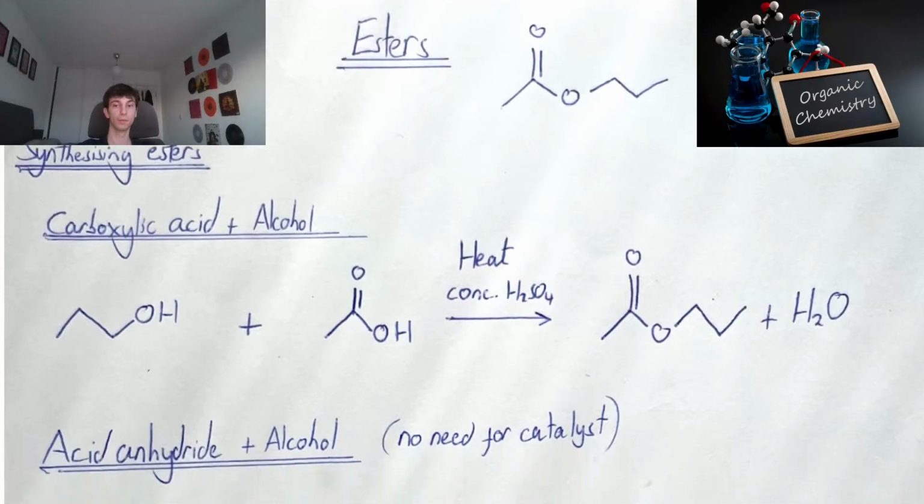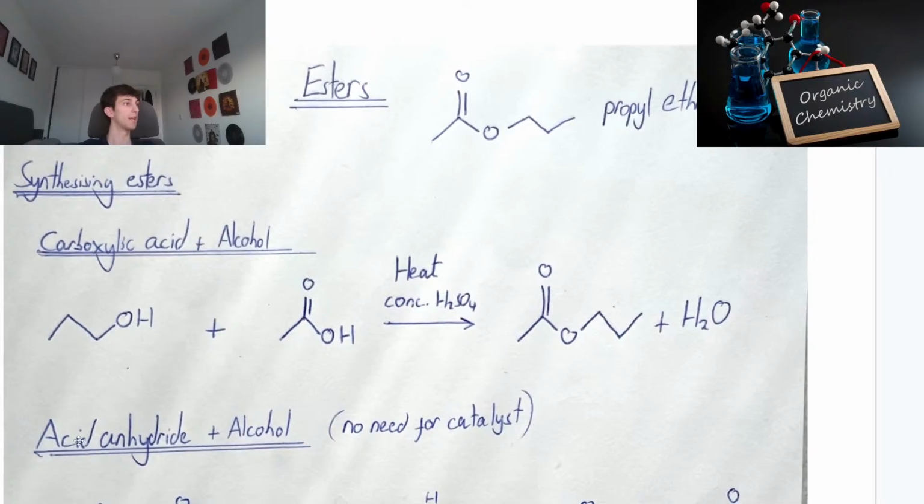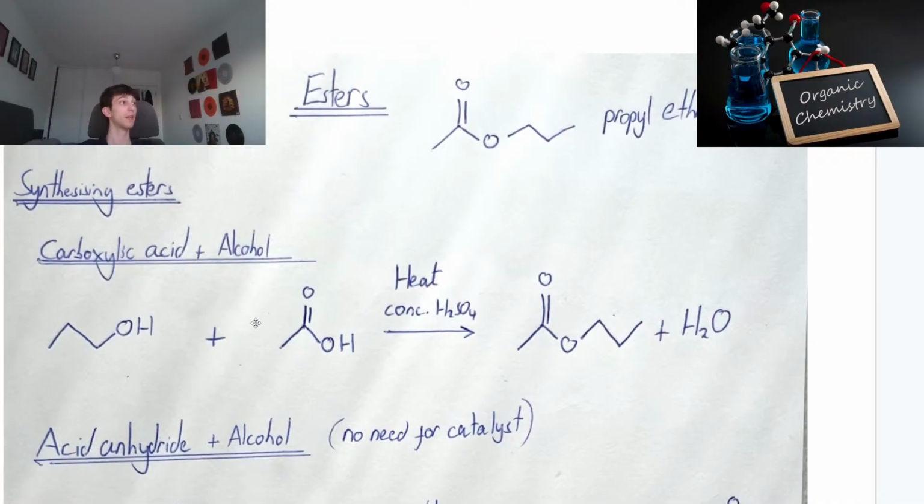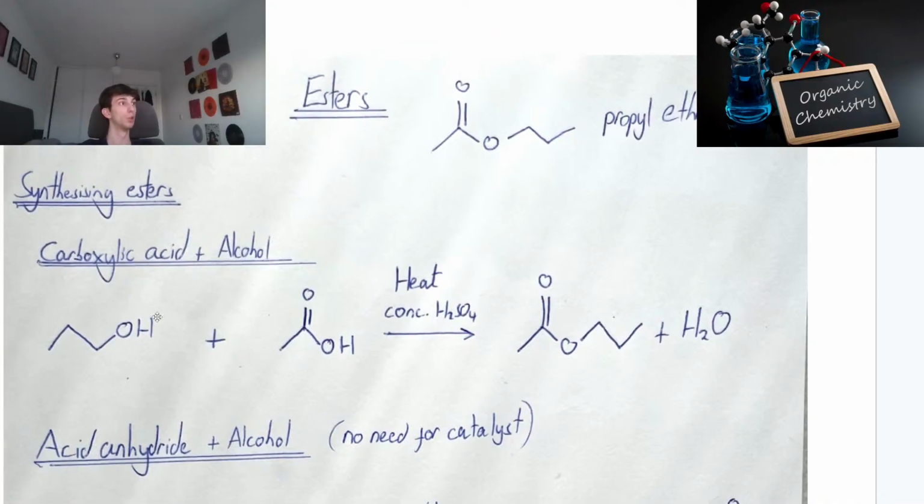So continuing on, the other way we can make an ester, guys, is from an acid anhydride and an alcohol. We have no need for a catalyst here. If we're going from a carboxylic acid and an alcohol to an ester, we do need that heat and concentrated sulfuric acid. But if we're going from an alcohol with an acid anhydride, there is no need for a catalyst.